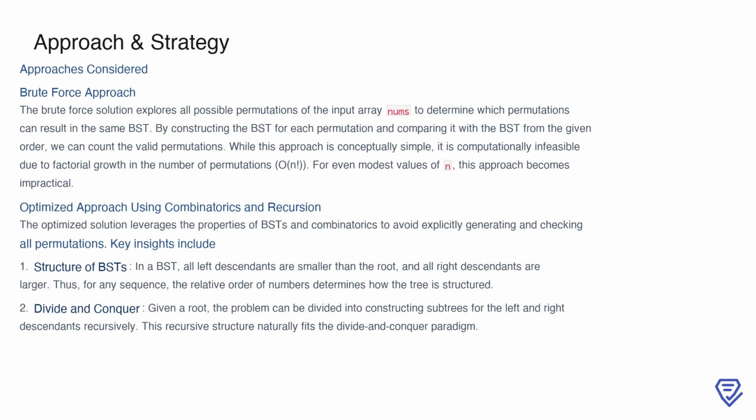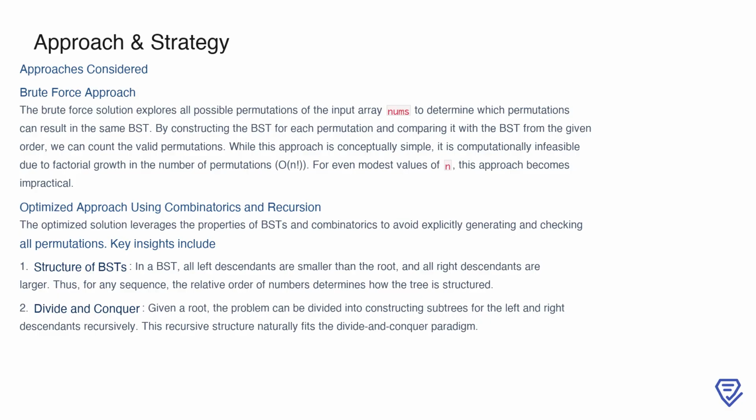To solve the problem of finding the number of ways to reorder an array to produce the same BST, we first consider a brute force approach. This method involves generating all possible permutations of the input array and constructing a BST for each permutation. By comparing these BSTs to the original one, we can count the valid reorderings. While the concept is straightforward, this approach quickly becomes impractical due to its factorial time complexity, O(n!), as the number of permutations grows explosively with the size of the array.